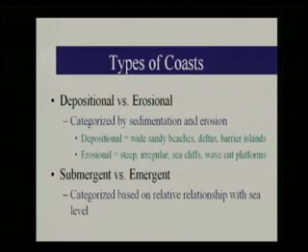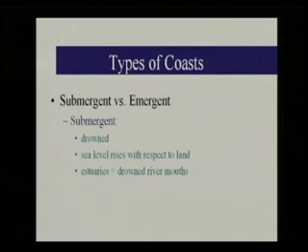What we're going to investigate a little further is the submergent versus the emergent coast. And this is categorized based on a relative relationship with sea level. So it can be that a sea level is rising or falling, or that the land is rising or subsiding. So we're looking at a relative relationship with the sea level.